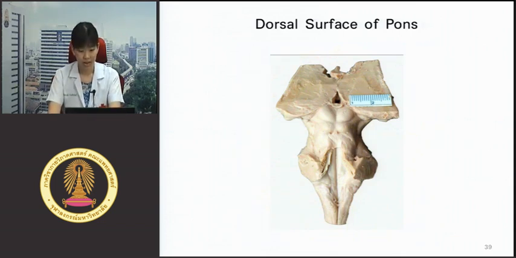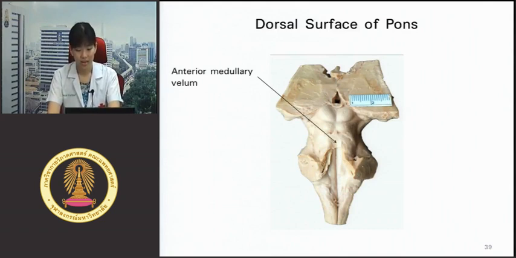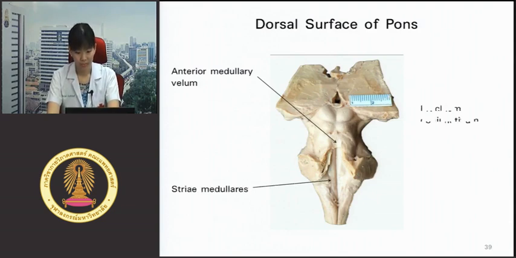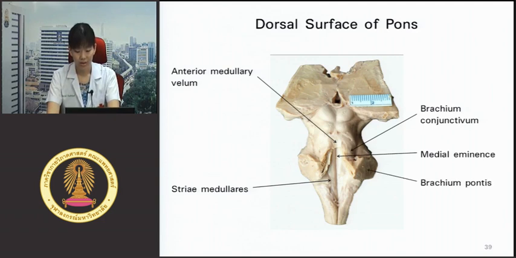Dorsal surface of the pons between the anterior medullary velum and anterior margin of the striae medullaris shows brachium conjunctivum, medial eminence, brachium pontis, vestibular area, facial colliculus, and dorsal median sulcus.